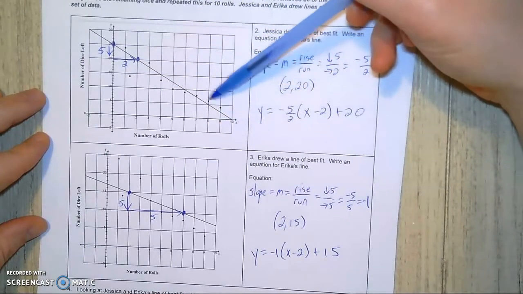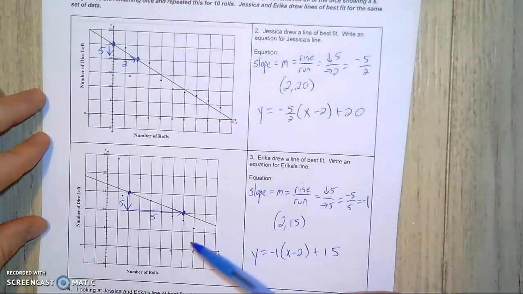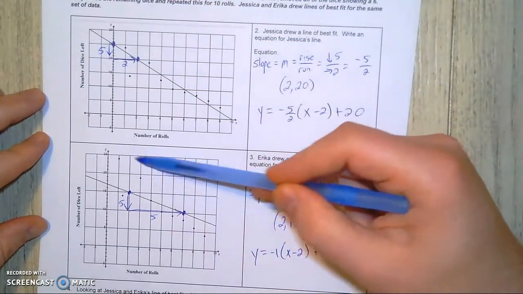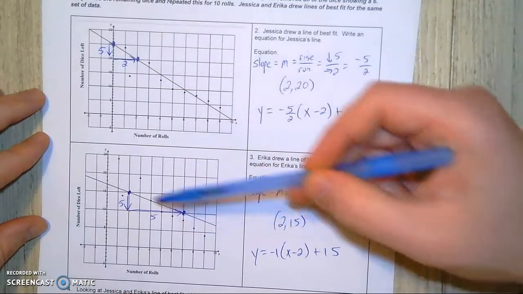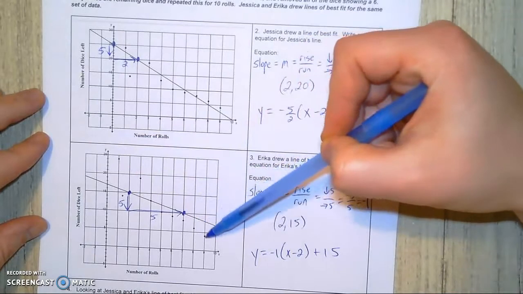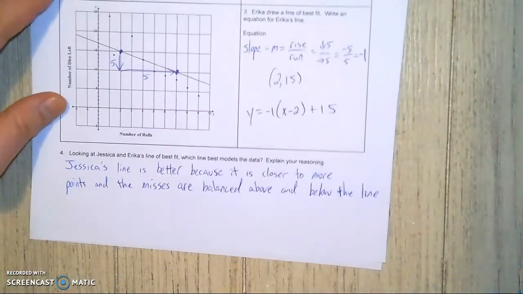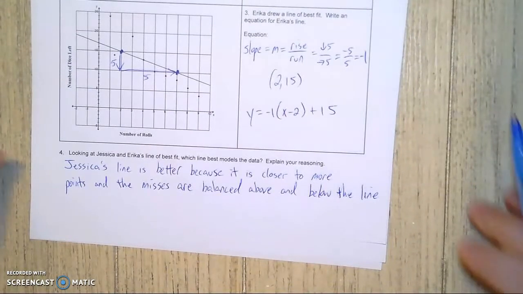And some of the misses are up above the line here, some of the misses are down below the line over there. Whereas this one, you can see there's more points that are far away, and you get the impression that a different line, maybe like kind of where I'm drawing it now, could have come closer to more of the points. So again, for number 4, I'm going with Jessica's line is better.